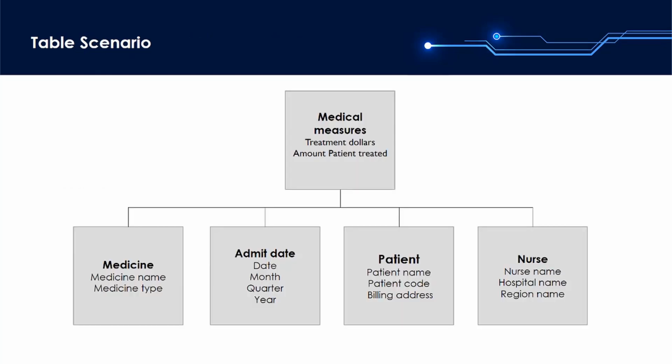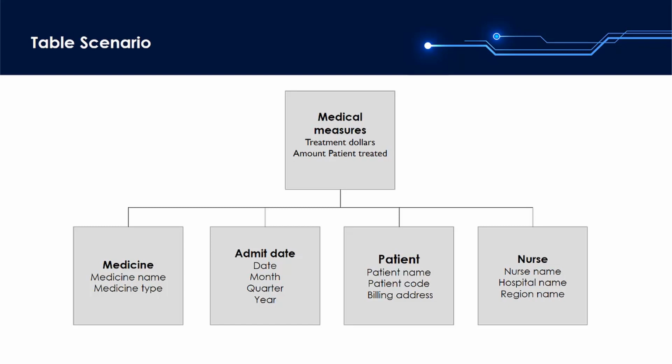Now let's quickly explore a table scenario using the sample figure to understand what we've discussed better. The sample figure illustrates a table which is titled Medical Measures. This particular table is the central table which contains the fact, and using this particular fact, we can derive various dimensions. For example, medicine is a dimension of treatment, and admit date is another dimension of treatment, which captures the attributes of date, so we can identify when the patient was treated.